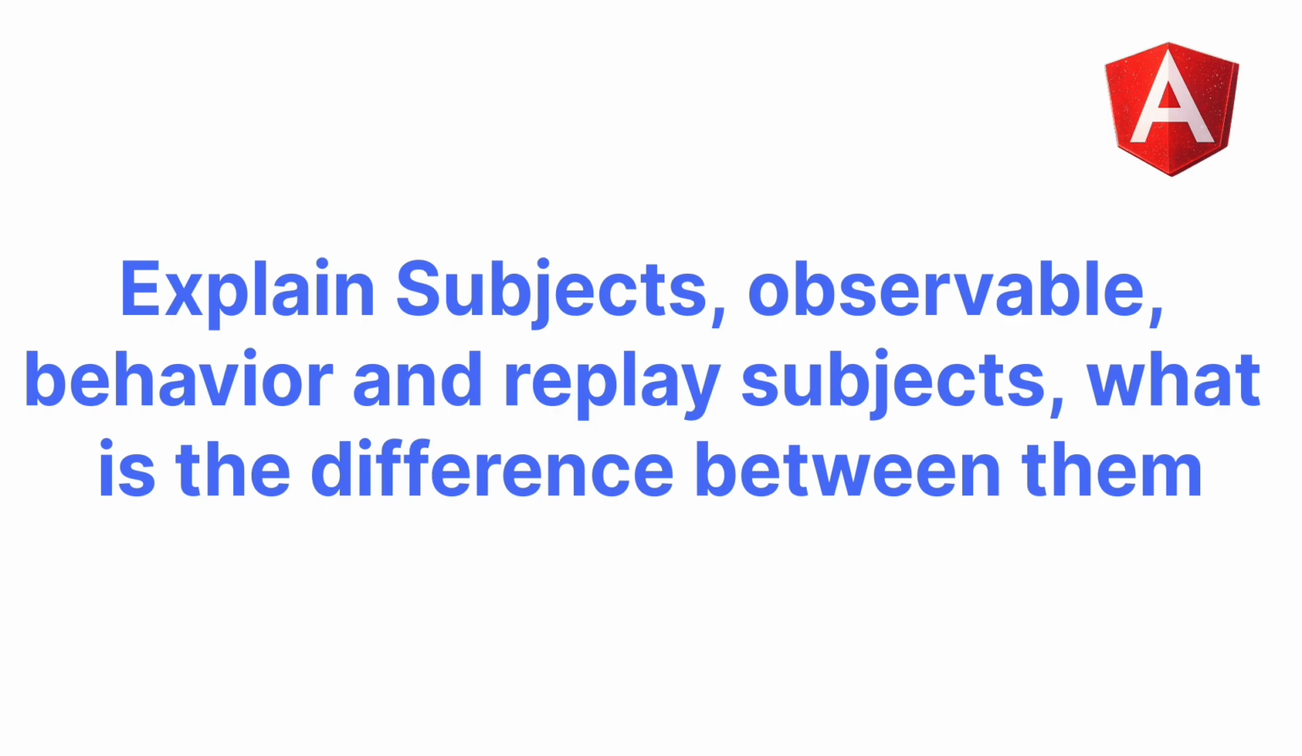And what are some types of subjects? What subject types do we have that we can use? One is the normal subject and one is the behavior subject. With a behavior subject we can send the initial data and it will give the last emitted data, and we have one more, the replay subject. We can get the emitted stream of data, however many last emissions we want, using replay subjects.